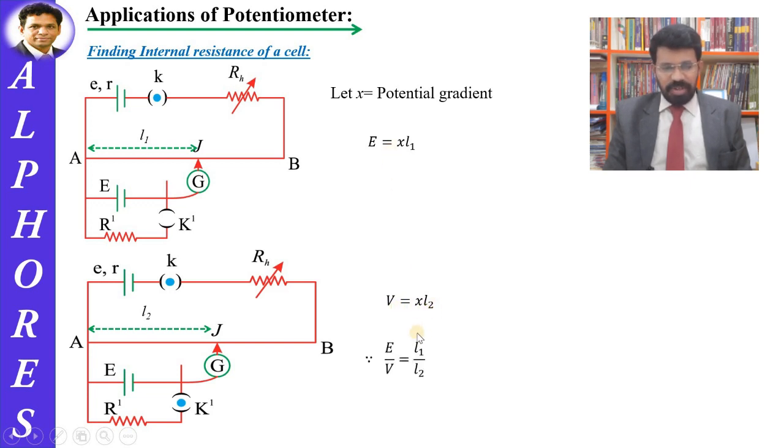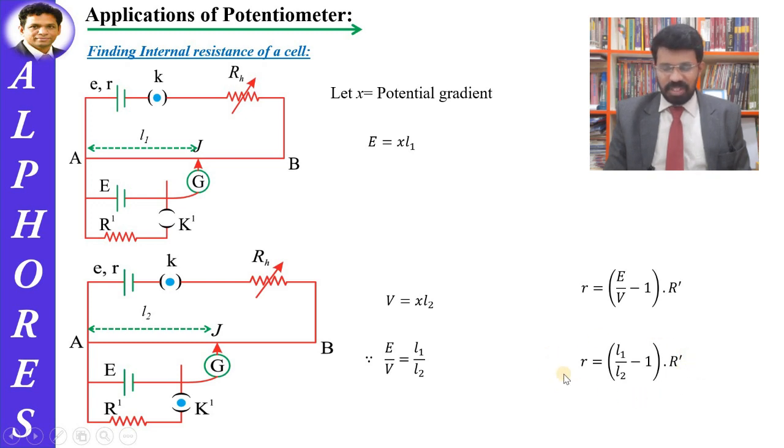Now, let us divide these two equations. If you divide these two equations, what will you get? E by V is equal to L1 by L2, isn't it? And in the previous slide, we have seen small r, internal resistance, is equal to (E by V minus 1) into R dash. This is what I told you to remember. Now, in place of E by V, what can I replace? I can replace it with L1 by L2. Right. So this is our equation.